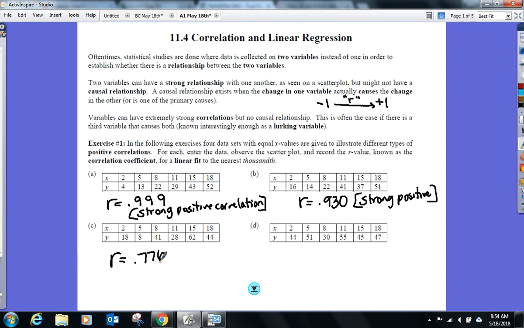Now, that's definitely not strong. All right, it's not that close. So we say instead, what's in the middle? We say moderate positive. All right, moderate positive correlation.